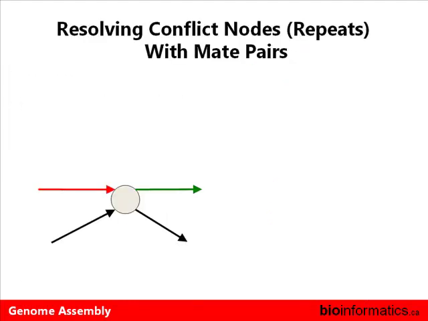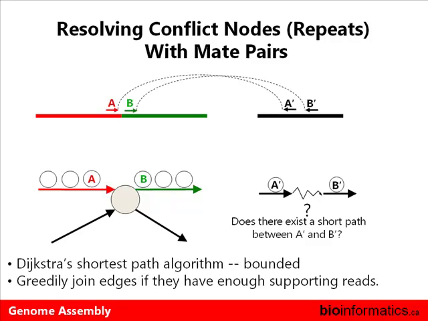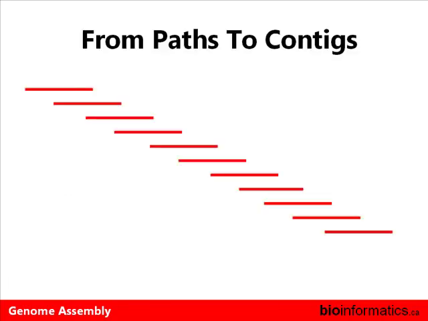Well, once you're done with this, sorry, these two slides are out of order. I'm going to do them backwards. So from paths to contigs. So you have reads, and they overlap each other. This is what a path in your string graph may look like.